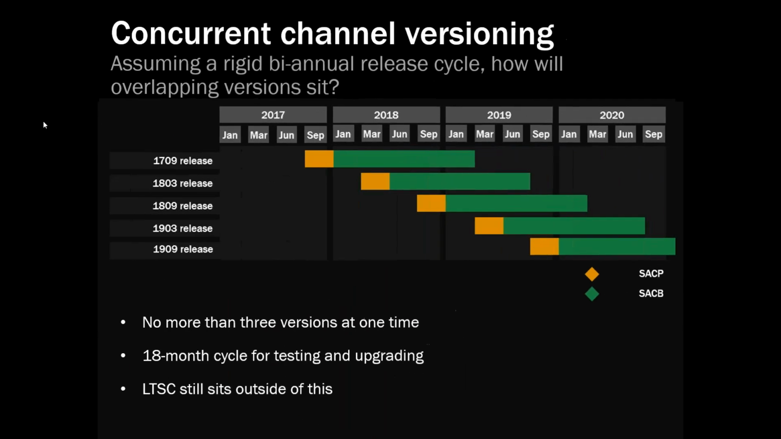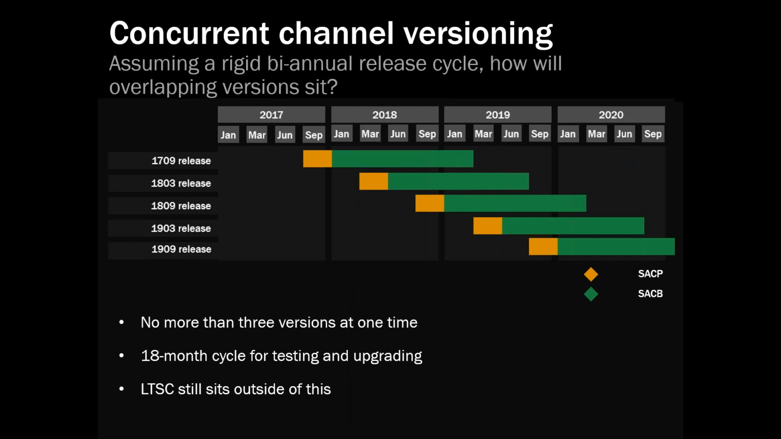So again, some idiot did this as an image instead of turning it into text. This still mentions the yellow and the green for pilot and broad. If you just consider those as the semi-annual channel in its entirety, we can now see you won't have any more than 3 versions at one time. You've still got an 18-month cycle to do your testing and upgrade. You don't have to go to every new release. You can wait the 18 months. If you want new features, obviously you'll have to. And the long-term servicing channel sits outside this.